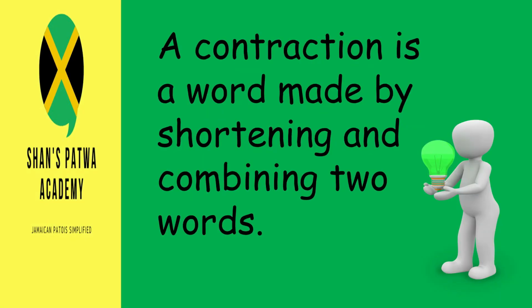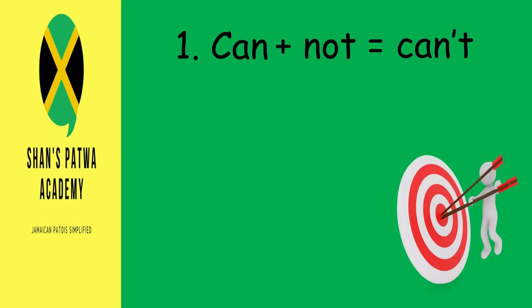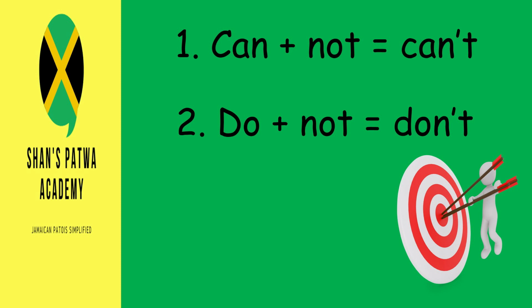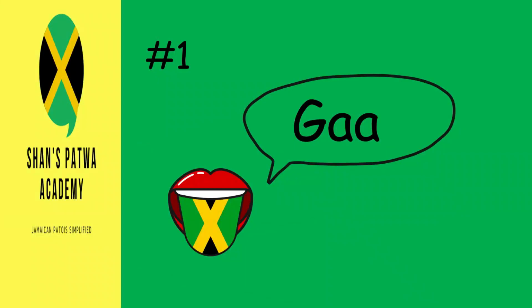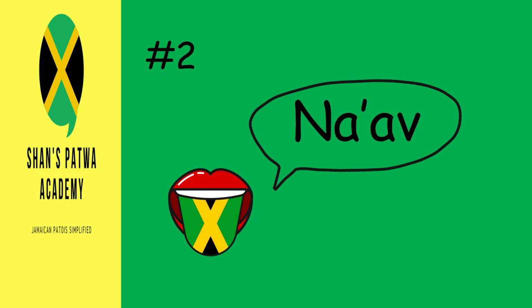A contraction is a word made by shortening and combining 2 words. For example, in English we have cannot, which contracts to become can't, do not, which contracts to become don't. And there are many other examples in the English language. In Jamaican Patois, we also have some contractions. The contractions in Jamaican Patois that we're going to look at today are ga, nav, and dwi'it.